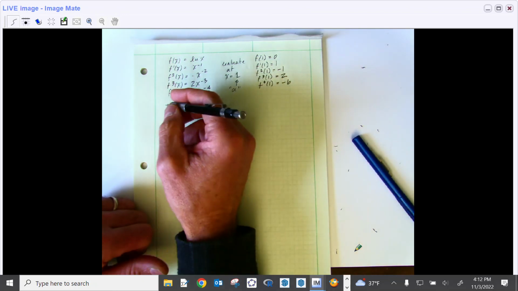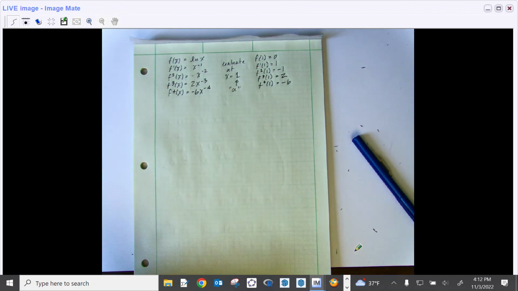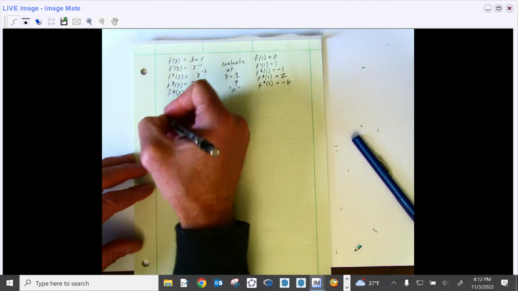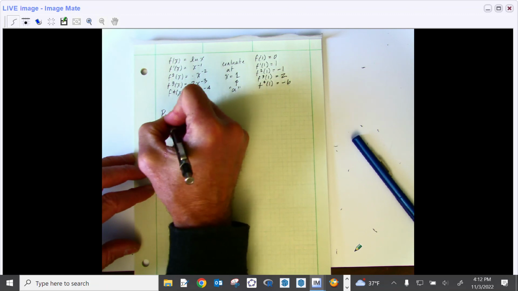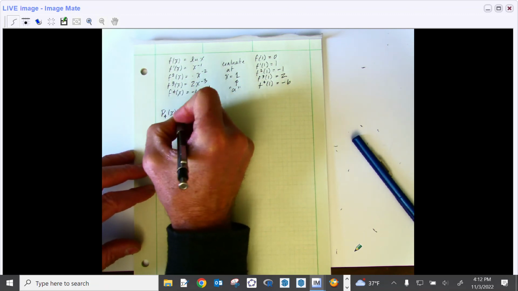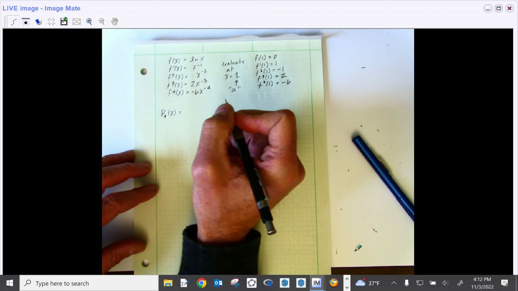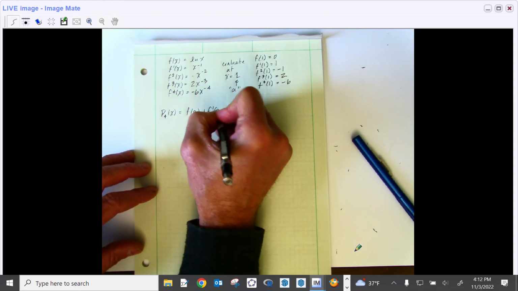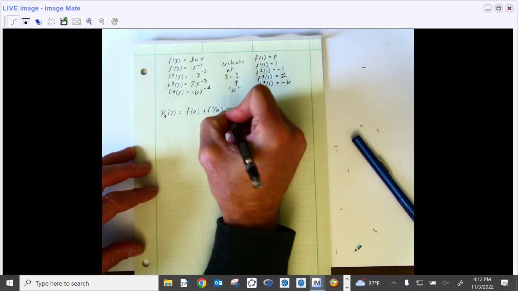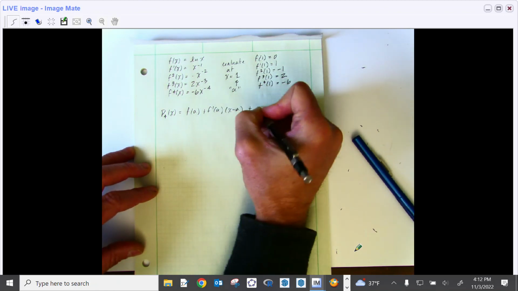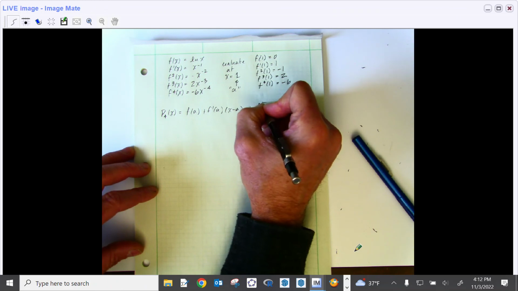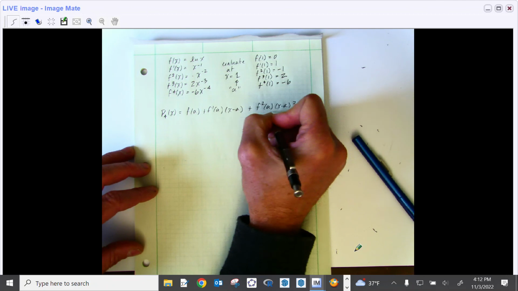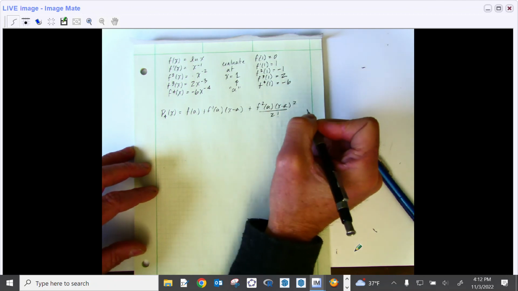And then let's just remind ourselves what this Taylor polynomial looks like. You could go back to the form, but here's what it looks like. It's f of a plus f prime of a times x minus a plus the second derivative at a times x minus a squared all over 2 factorial, right?